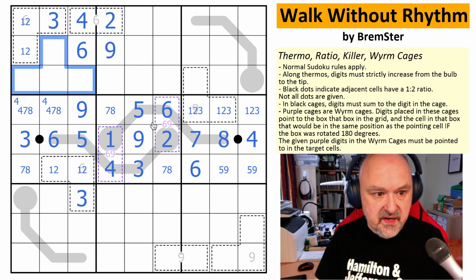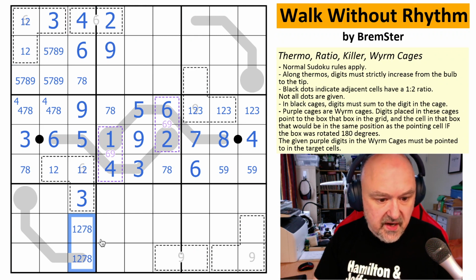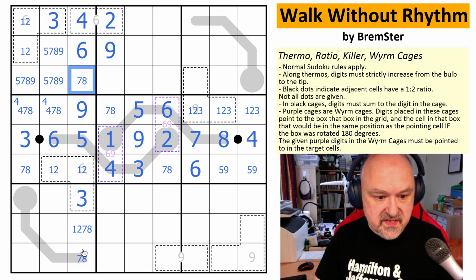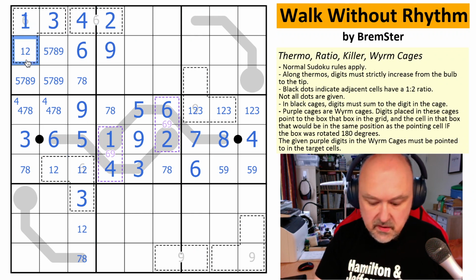So these are now 1, 2, 3, 4, 5, 6, 7, 8, 9. There is no 9 there. There's no 5 there. This is a 7, 8. This is 1, 2, 7, or 8. Can't put 1, 2 that far down along a thermo. So there's a 7, 8 pair. So I can take the 7, 8 out of here. And this is the 1, 2. These two will be the same. And one of those. Well, that 2 looks back, making that a 1 and that a 2.